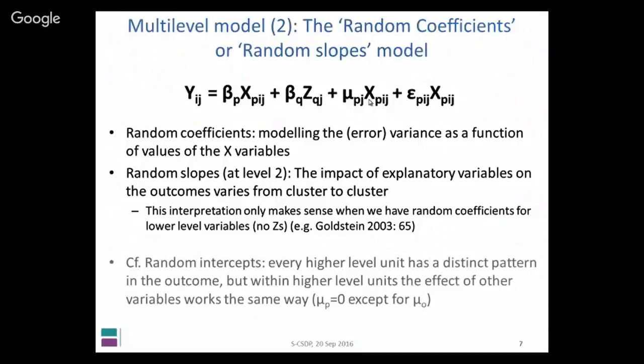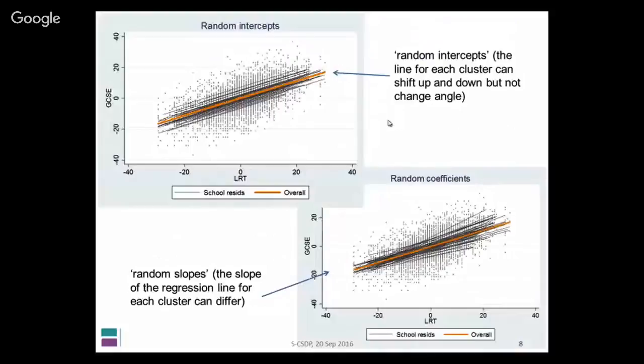The random intercepts version is the simpler version of the random coefficients model, where the only thing we allow for is a flat rate increment or decrement from cluster to cluster in the outcome. We've just got this mu term, the mu Ji term. But in the random coefficients scenario, we say that that increment can actually itself be related to explanatory variables.